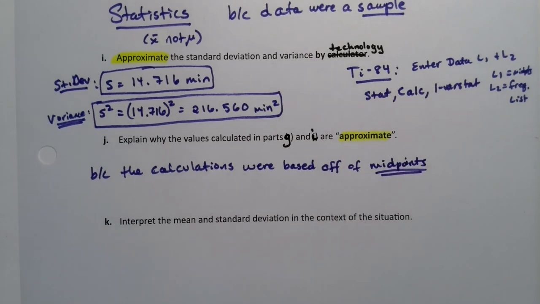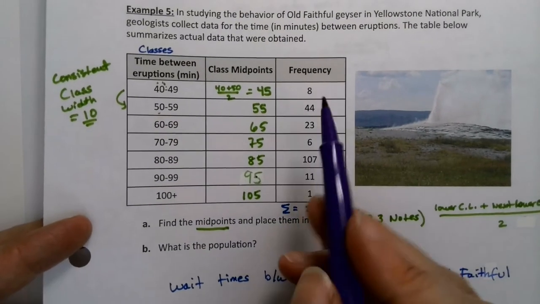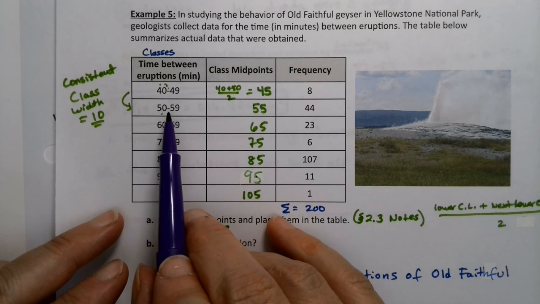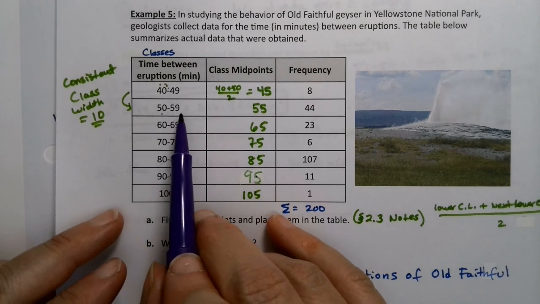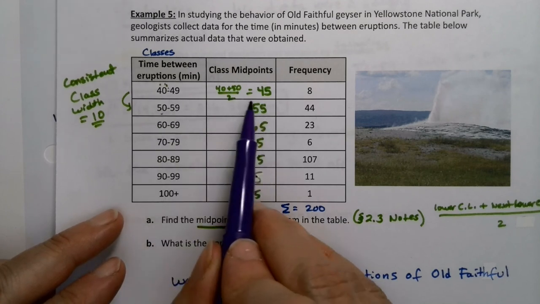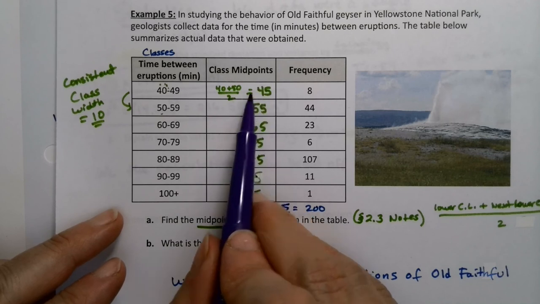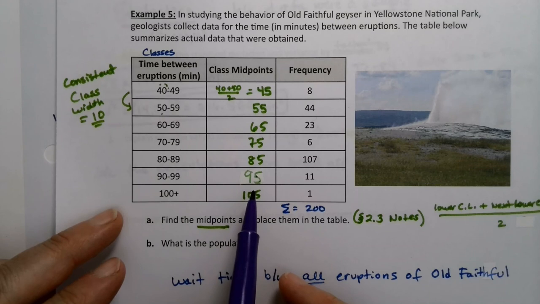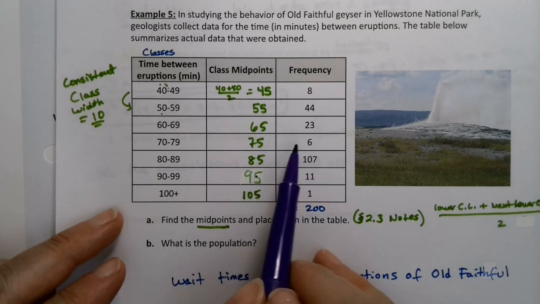So if you look at the table, you have 44 in this area, but you don't know where they are. Are they close to 50, close to 59? We don't know. We just chose 55. So we've rounded all of our data immensely by choosing those midpoints. We don't know what any of these values are.